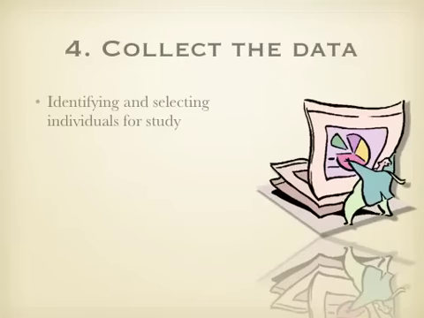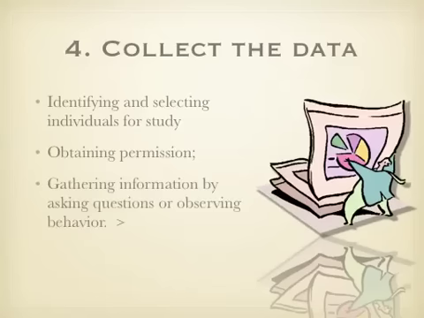Next thing you do is you collect the data. You identify individuals for study. This is often called sampling the population group, the individuals from the entire population that you wish to single out for study or to talk to about gaining more information. You obtain permission from the site that you're working and from the individuals that you're going to be working with. And then oftentimes you gather that information by asking questions or observing behavior.